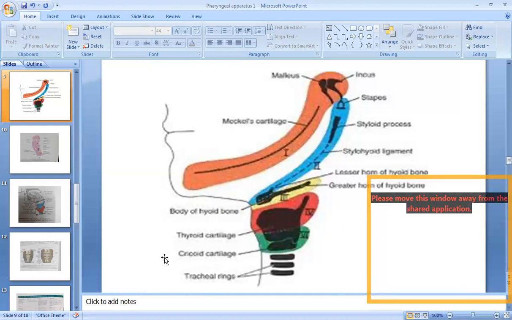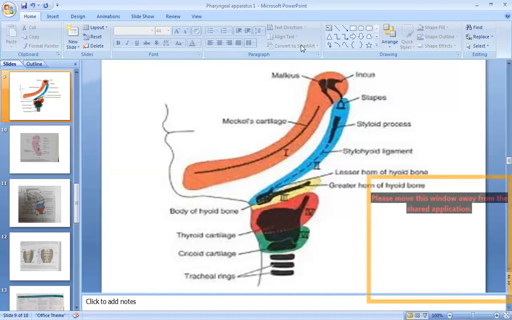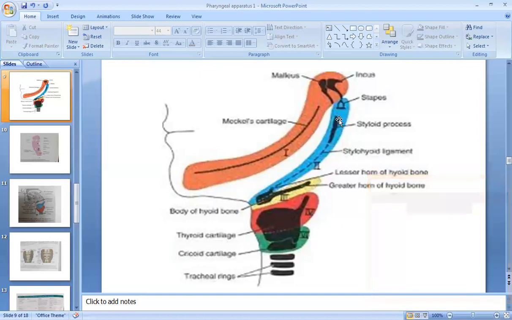Now, they have specific nerves for each arch. For example, for the first pharyngeal arch, as I told you, the 5th cranial nerve, which is called the trigeminal nerve, will supply the area of the first pharyngeal arch. It has both sensory and motor components, and it will supply all the area. The second pharyngeal arch has its own nerve, which is called the facial nerve. It will supply all the facial muscles because they are derived from the second pharyngeal arch.